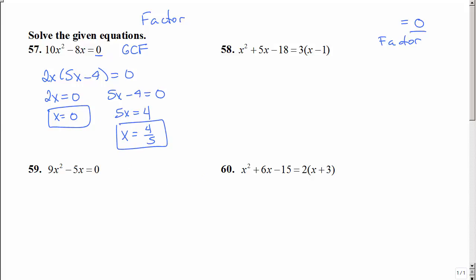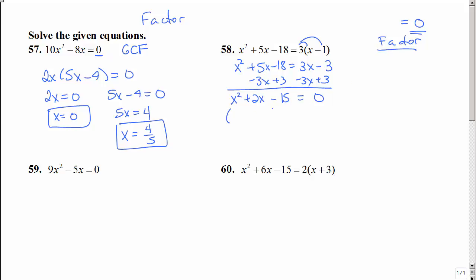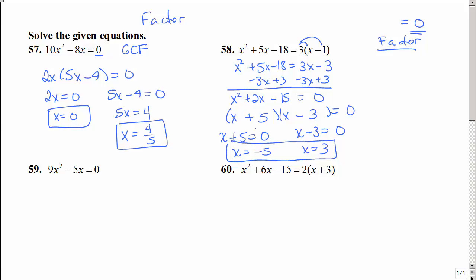Number 58 doesn't have that 0, so we're going to need to distribute. Then I'm going to subtract 3x and add 3 to get that all-important 0. Then I can factor. So what multiplies to get 15 and adds to get 2, a positive 5 and a negative 3. Then set each factor equal to 0 and solve. And again, we have those two solutions.